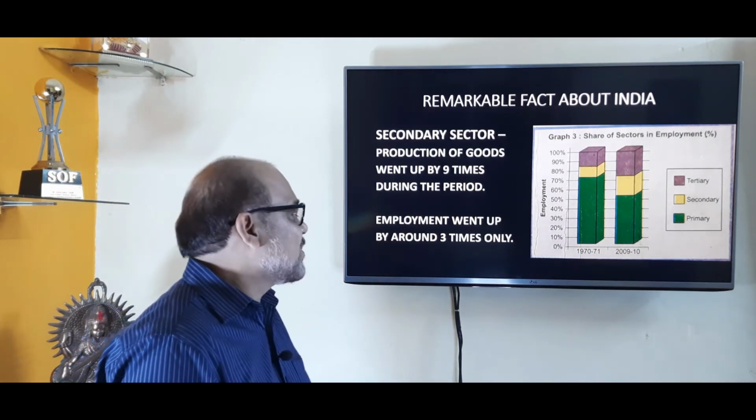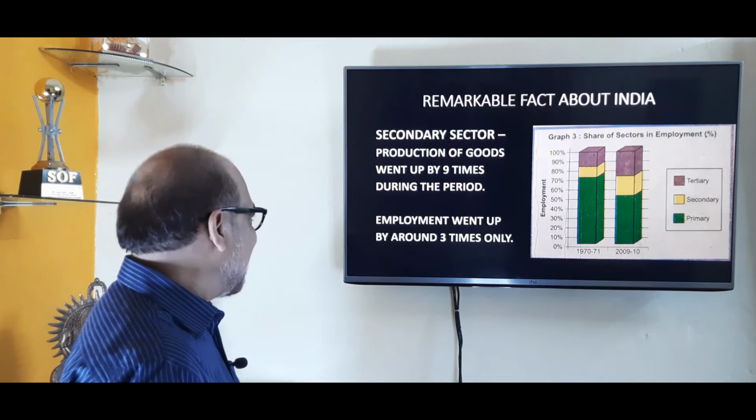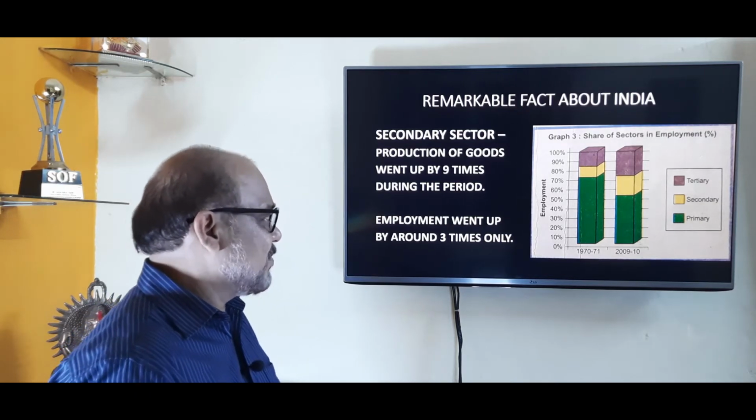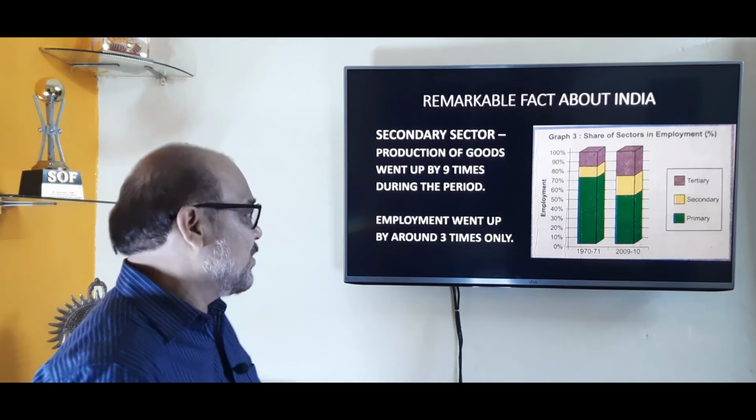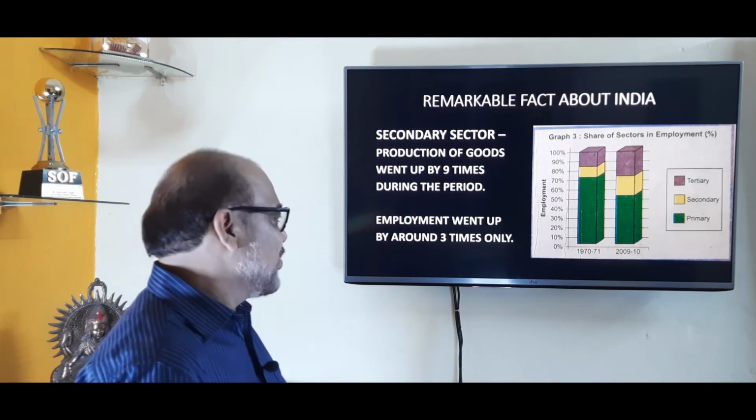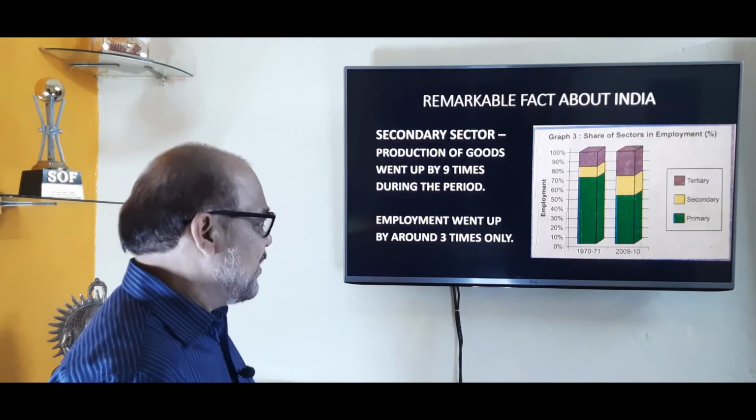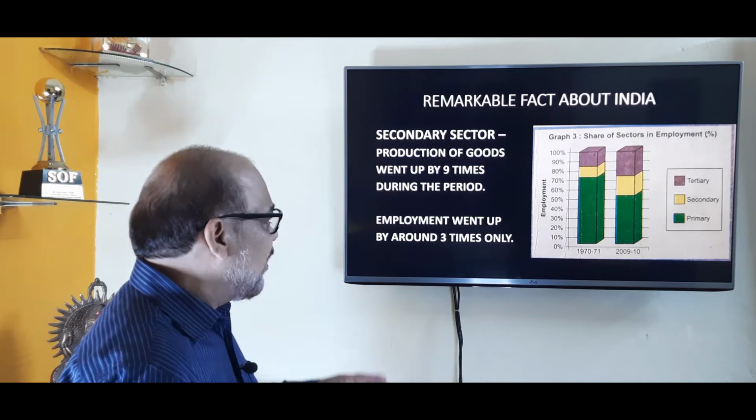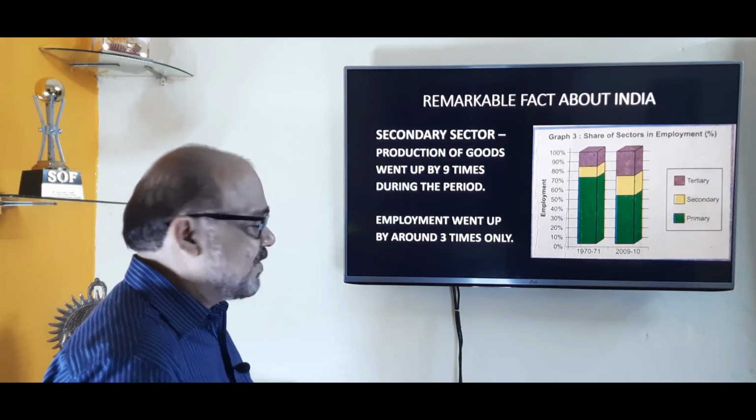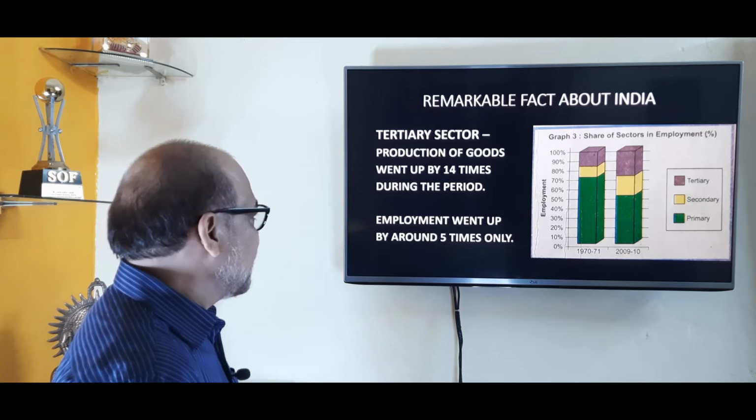Remarkable fact about India. This is about the secondary sector we are marking here. The secondary sector production of goods went up by 9 times during this period, but employment went up around 3 times only. If we see the share of sectors in employment in percentage terms, the primary sector has reduced, the secondary sector has increased, the tertiary sector has increased. Of course, in the tertiary sector, the highest percentage of increase is visible, but that also is not up to the mark, not satisfactory.